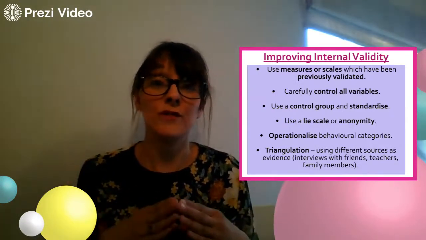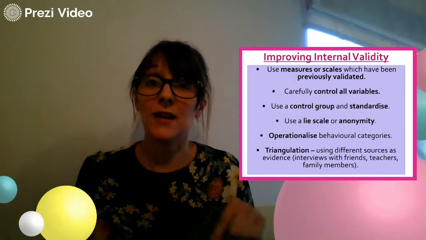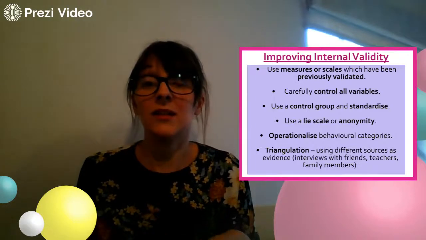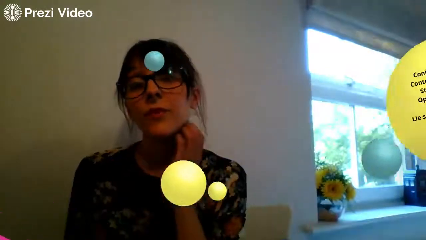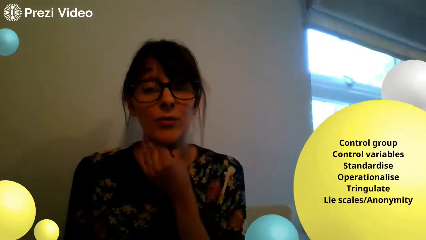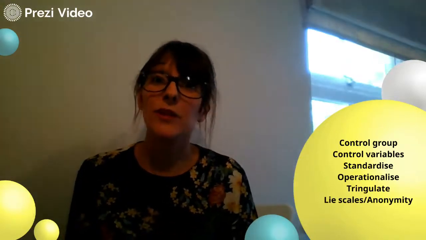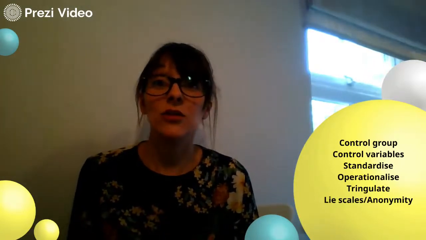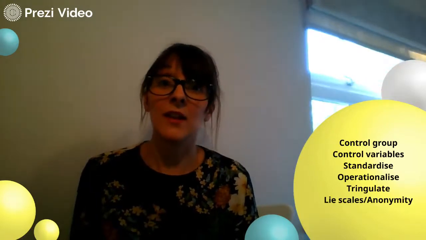So you use a number of different methods, or you interview or give questionnaires to a number of different people, and you triangulate all of their results to show that the data that you have collected and the methods that you have used are valid. So what we're looking at when we're improving internal validity is, have we got a control group, have we controlled our variables, have we used standardisation, have we operationalised, have we triangulated and used results from lots of different areas, lots of different types of results, so observations, questionnaires, etc. Have we used lie scales, are they anonymous?